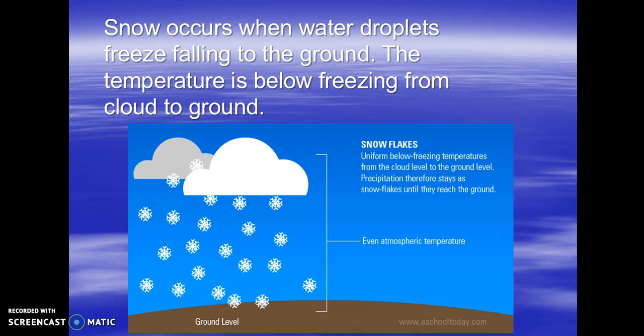Well, how does snow form? Well, when the clouds are in an area of the atmosphere that is actually below freezing, as the water droplets freeze and form crystals, they'll fall. And as they fall, the temperature has to stay freezing all the way down. So the temperature from cloud to ground level has to be below freezing the entire way. It has to be even for it to stay crystals.